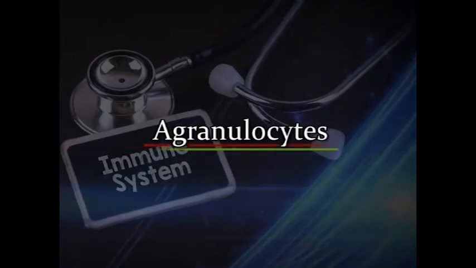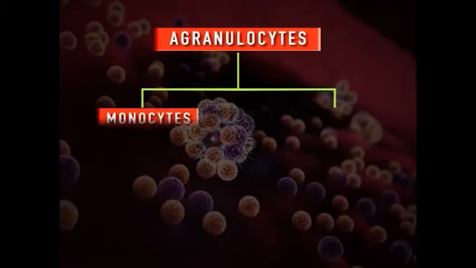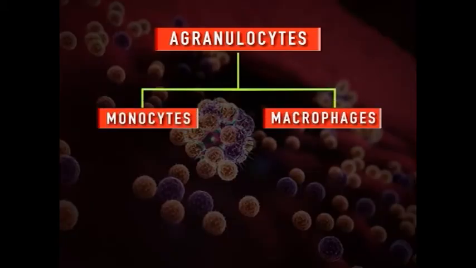Agranulocytes. Agranulocytes are non-granular mononuclear phagocytic leukocytes without lysosomal granules in the cytoplasm. It consists of monocytes and macrophages.